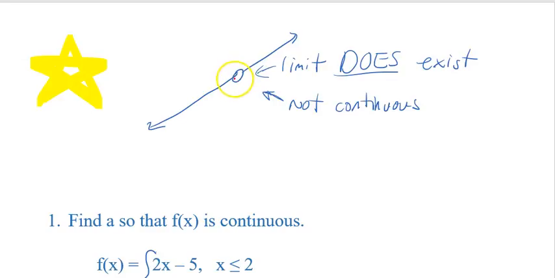The hole's not filled in, it's not smooth, it's not traceable. You'd have to pick up your pencil to go over that hole. But this is the big thing. Limit does exist when there's a hole, but it's not continuous. Keep those two things separate.